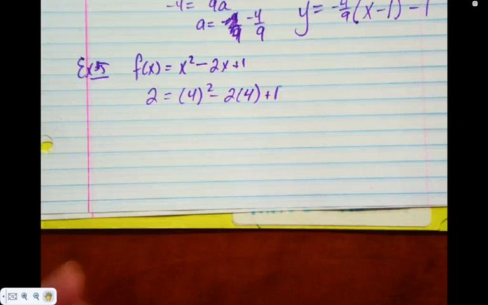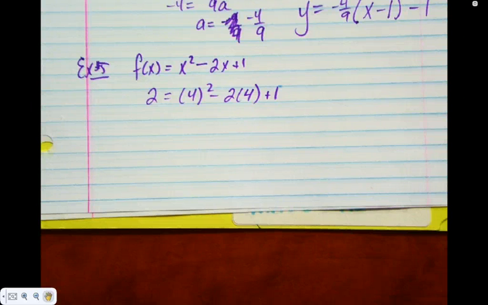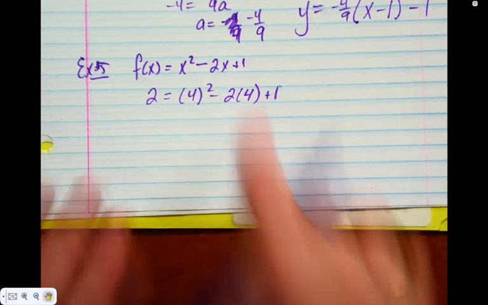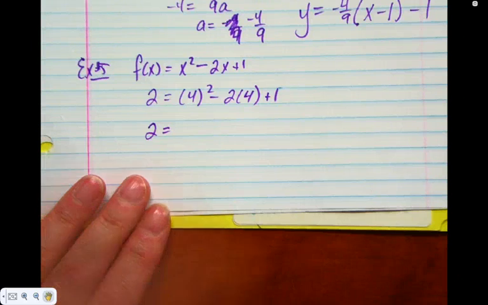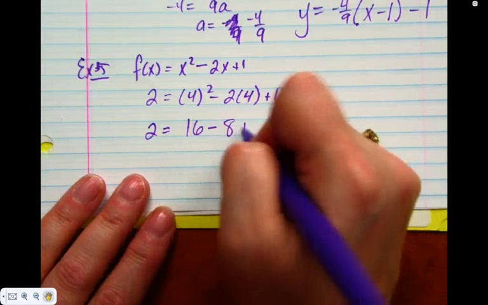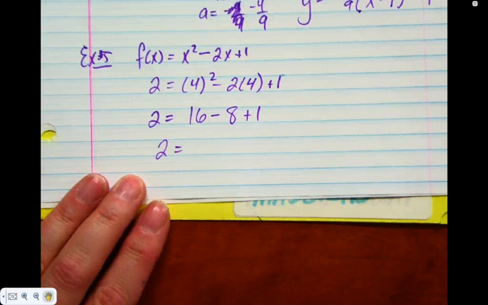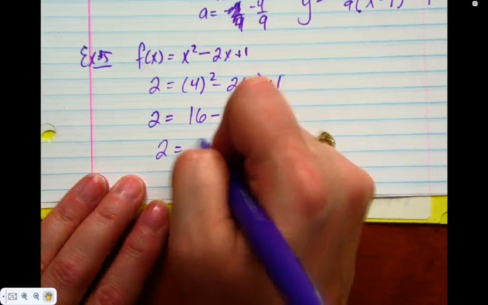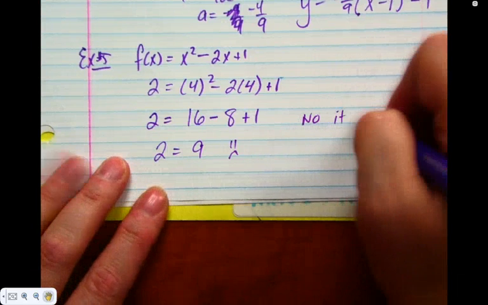How is this going to tell me if the parabola goes through the point? I don't have a variable to solve for like I had in the last examples. How is it going to tell me? If the two sides are equal, yes, it goes through that point. If the two sides are not equal, no, it doesn't. Okay, so let's evaluate the right-hand side. Conclusion? No, it does not pass through the point.